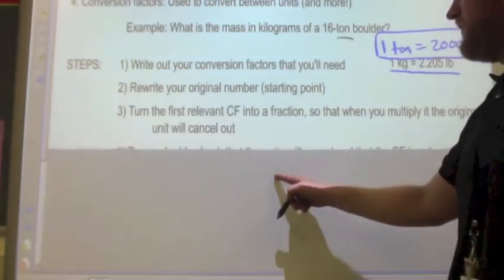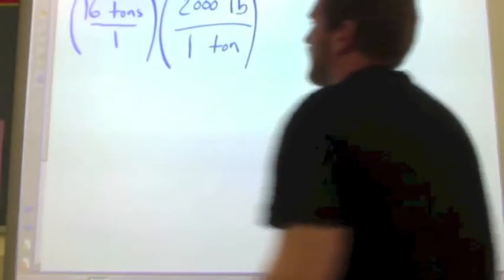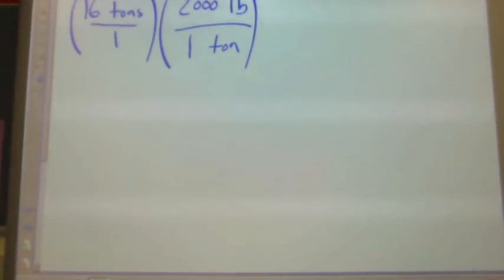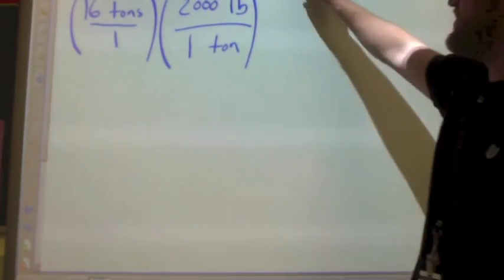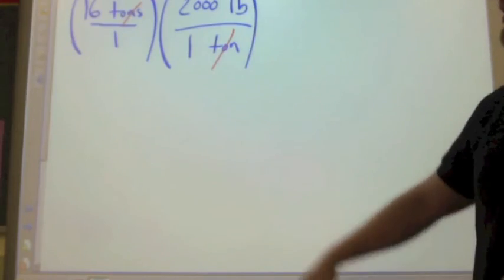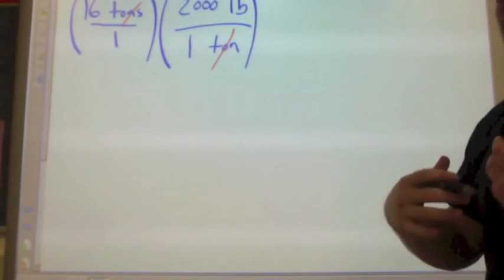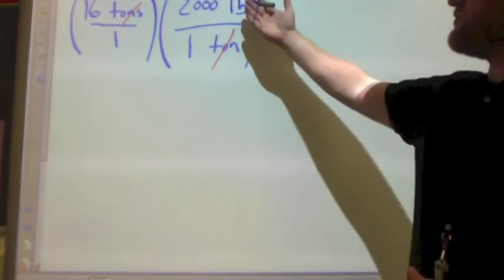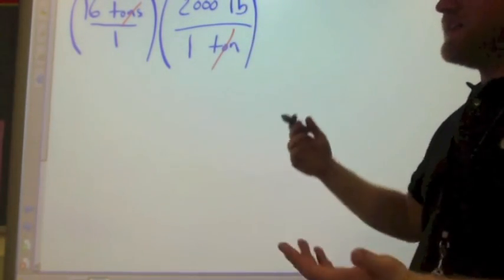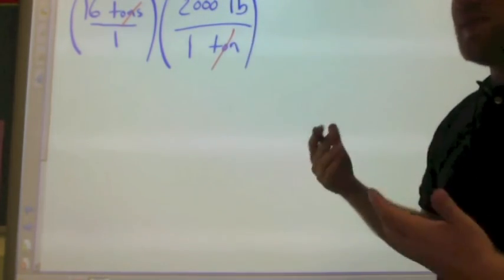Next step, pause. Double check that the units will cancel and that the sig fig is set up correctly, i.e. equal to 1. So I always pause here. Even though I've done these like 1,000 times, I just take the 1 second to pause because I'll still catch myself making mistakes. Are the units going to cancel? Yes, they are. Is this unit correct? Yes, it is. And does 2,000 pounds over 1 ton make sense? Yes. 2,000 pounds are in 1 ton. A lot of times people accidentally write 2,000 tons over 1 pound. Something like that would be wrong.